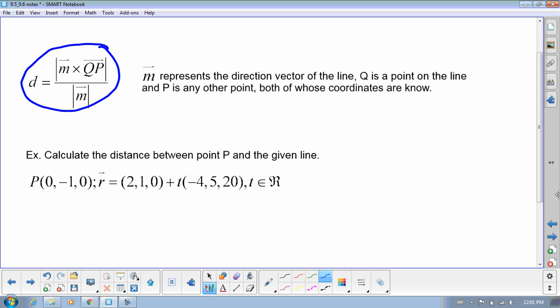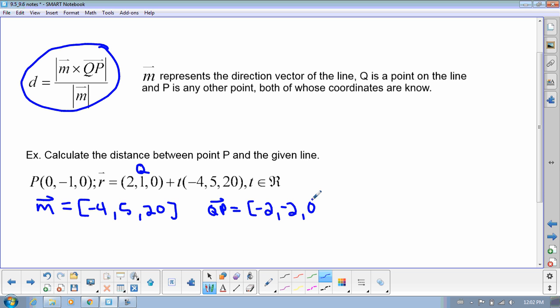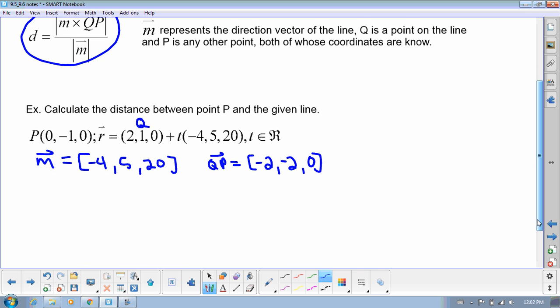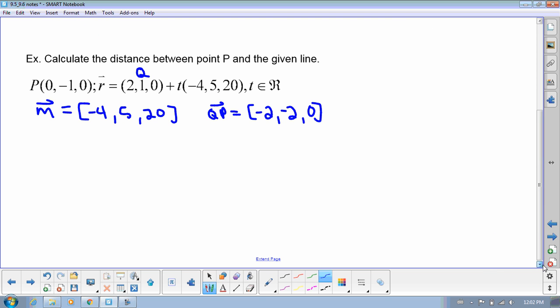So as per usual, we're going to look at an example. So I know right here, I have a direction vector of -4, 5, and 20. Point Q is this value right here. So when I create vector QP, I have 0 subtract 2 to get -2. I have -1 subtract 1 to get -2. 0 subtract 0 to get 0. So those are the values that I have for QP. So I need to figure out the cross product of M cross QP.